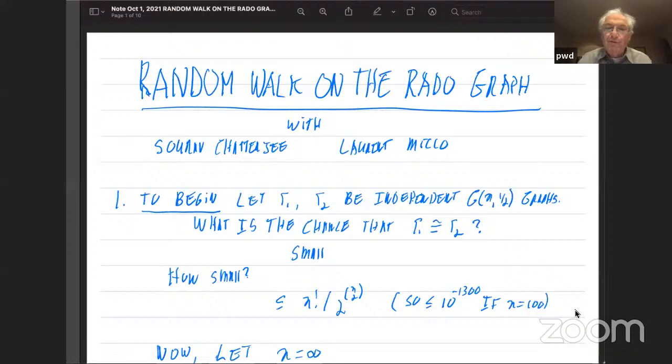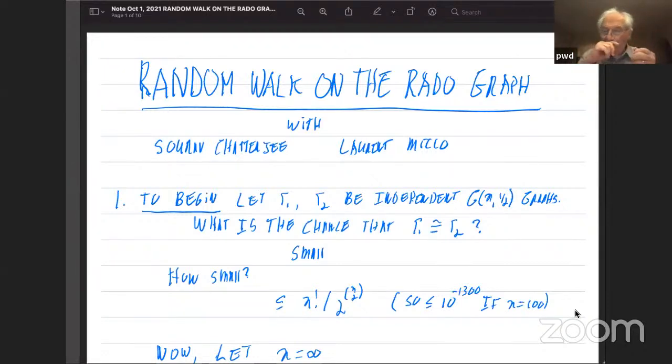To start with a simple question, everybody I know knows what an Erdős-Rényi random graph is. You have n points, and for each pair of points, you flip a fair coin. These are G(n, 1/2). Pick an Erdős-Rényi random graph, call it Γ1, and pick another one independently, call it Γ2. What's the chance that they're isomorphic? Isomorphic means there's a one-to-one mapping from the vertex set of one into the vertex set of the other, which takes edges to edges. So what's the chance they're the same graphs? And of course, that's small.